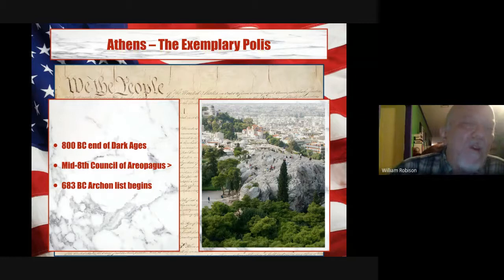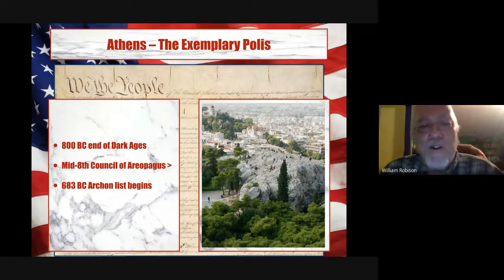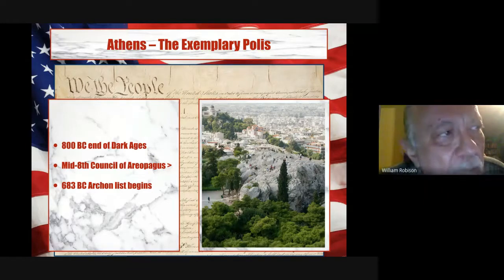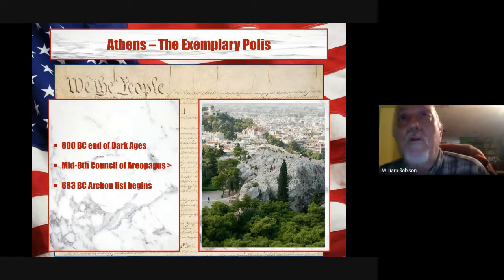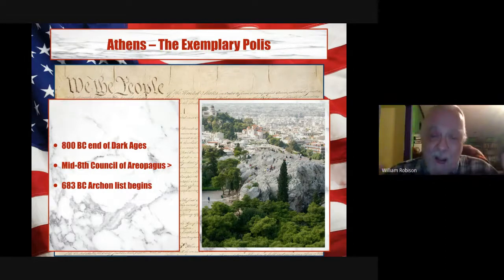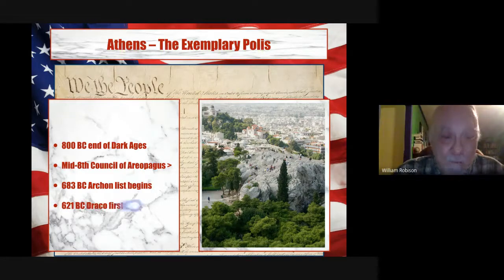Sometime in the 8th or early 7th centuries BC, they created a magistrate's position called archon. There were usually 9 of those. And we know about them because about 683 BC, there is a list that survives that lets us know who these people were. Don't worry, I'm not going to talk about all of them.